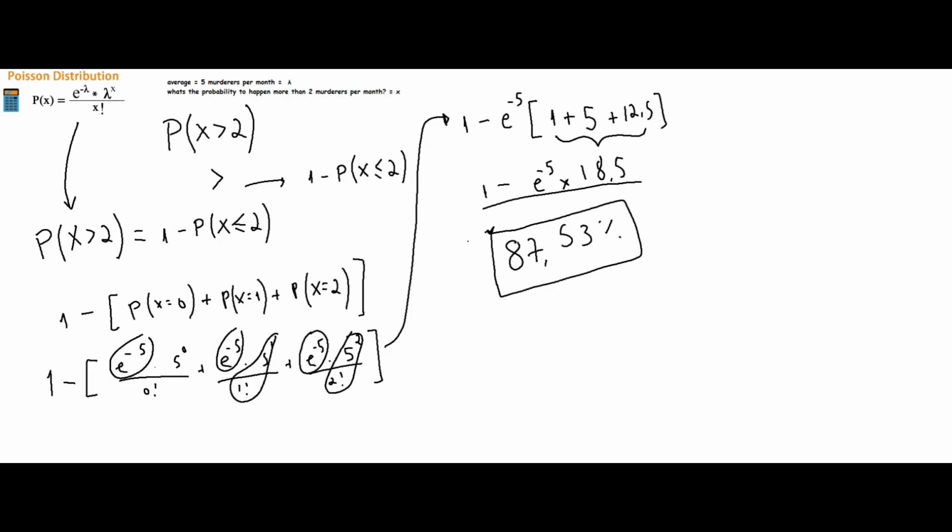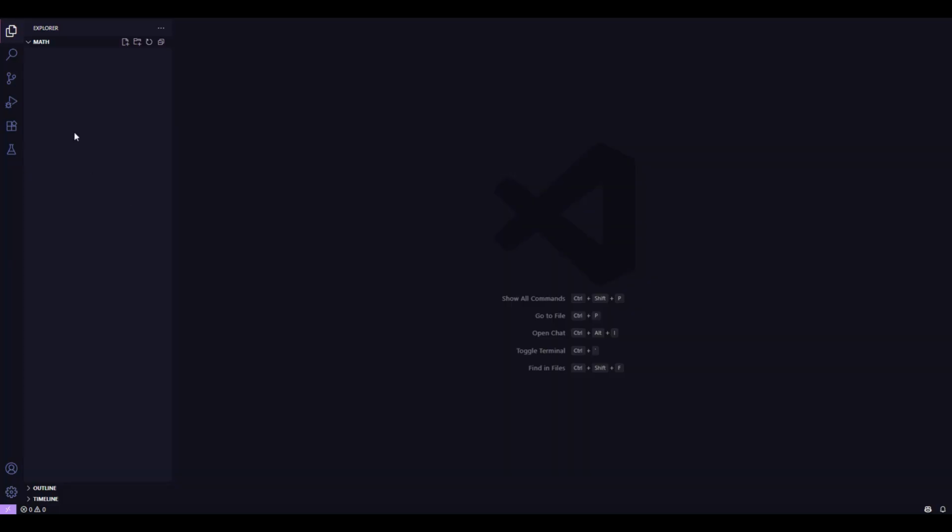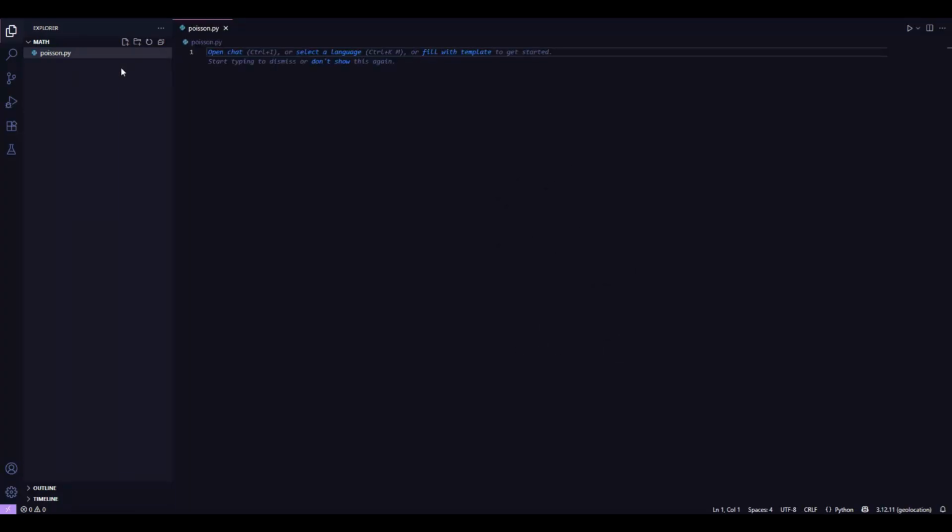We are going to explore this equation, the Poisson distribution, with Python. So let's create the algorithm, poisson.py. We're going to import math, just that. Let's create the function poisson, and we're going to pass two values: the lambda, which we'll call the average, and the probability value, k, or the x. Let's call it x like we did before.